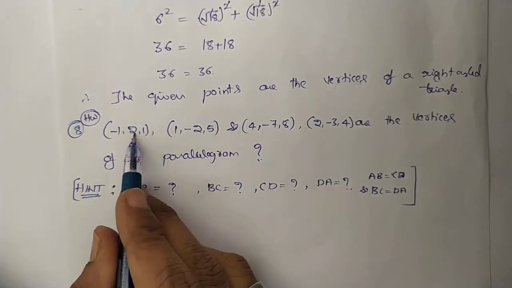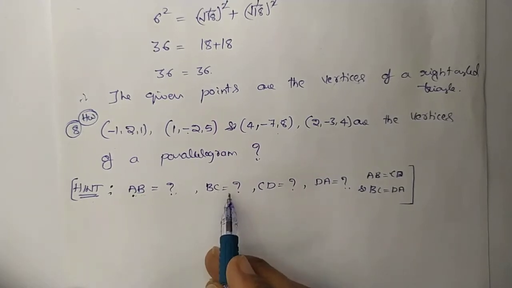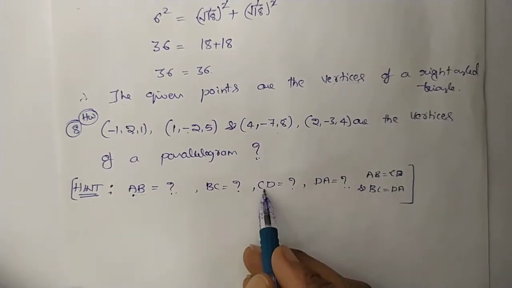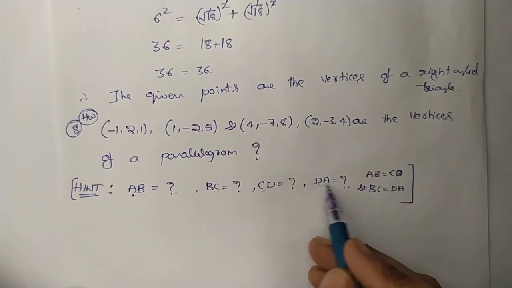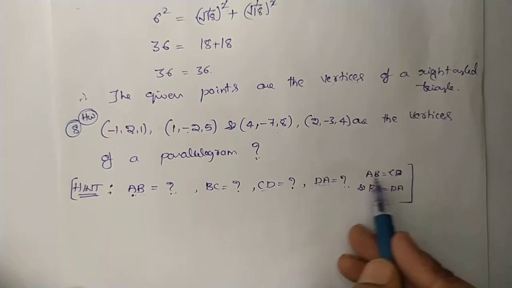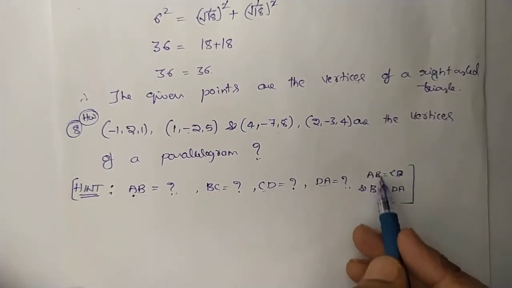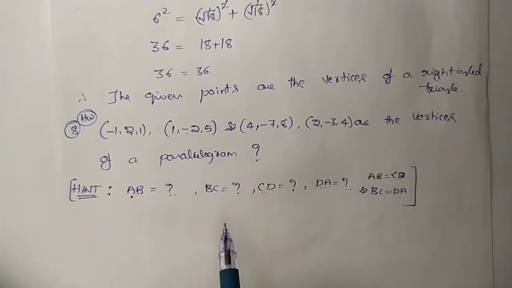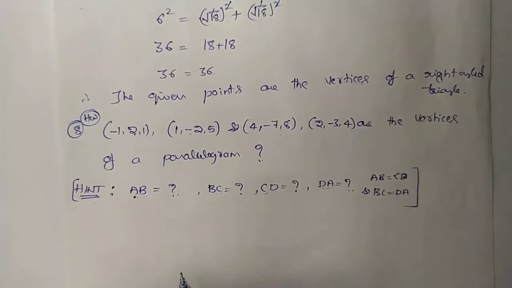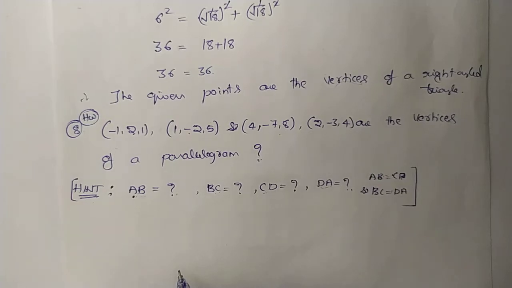First find AB, the points being A, B, C and D. Find the length of AB, the length of BC, we will get some value. Find the length of CD, we will get some value. Similarly, find the length of DA. You just verify these conditions: AB equals CD and BC equals DA. If it satisfies these two conditions, then we can say that the given points are the vertices of a parallelogram. Otherwise, the given points are not the vertices of a parallelogram.